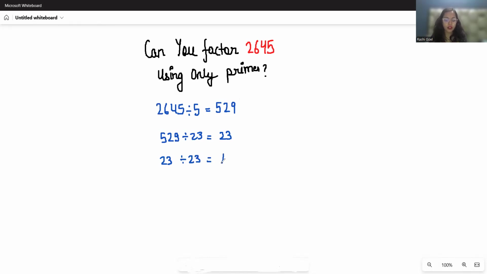So the prime factorization of 2645 is 5 times 23 times 23, or in terms of exponents, 5 times 23 squared. So isn't it amazing how numbers hide patterns like that?